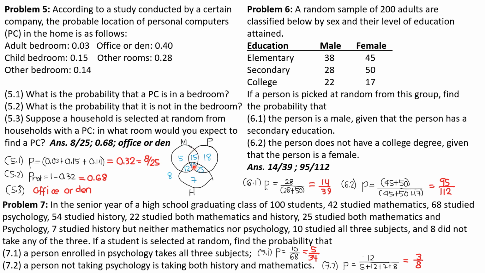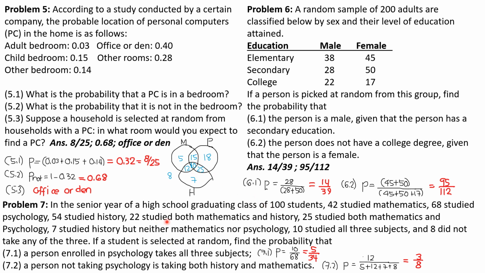10, we already put 10 here. So 25 minus 10 is 15. So purely there are only 15 students who took math and psychology. The other 10 took history also.